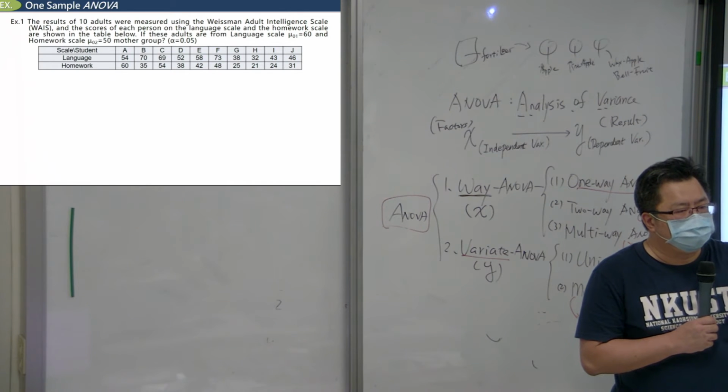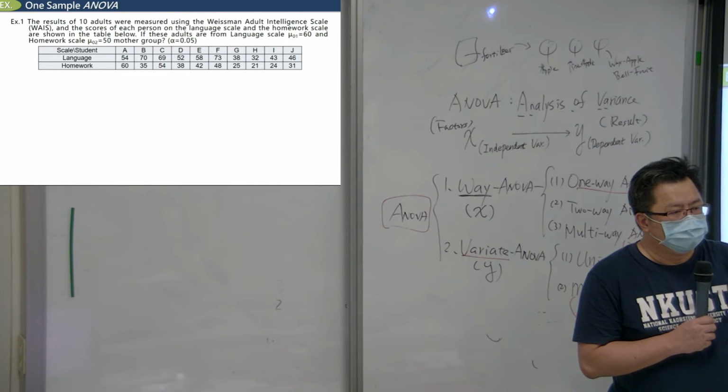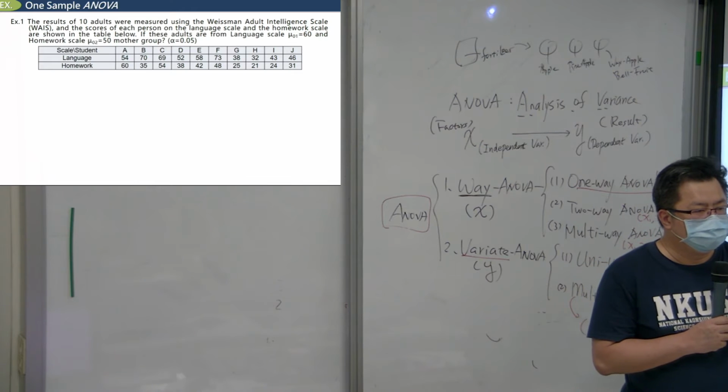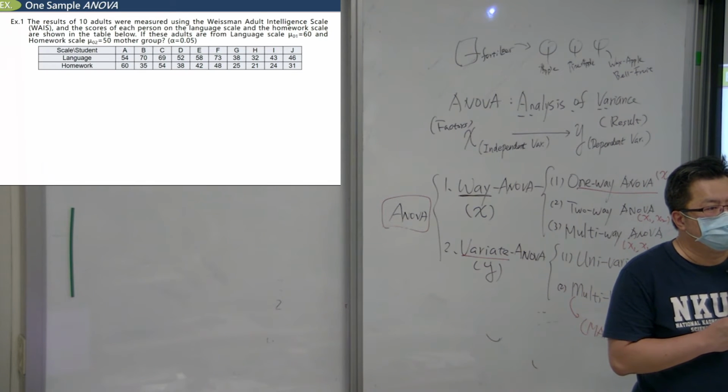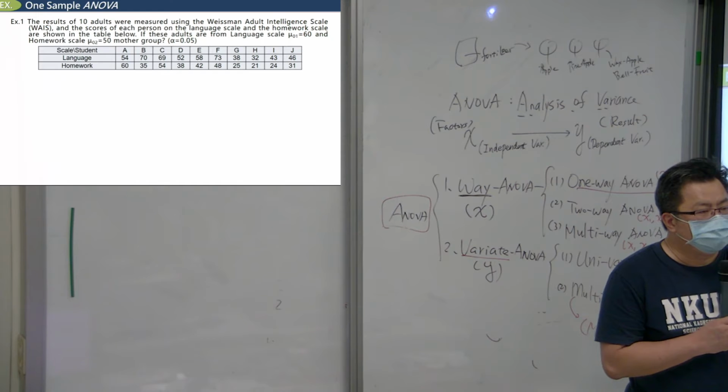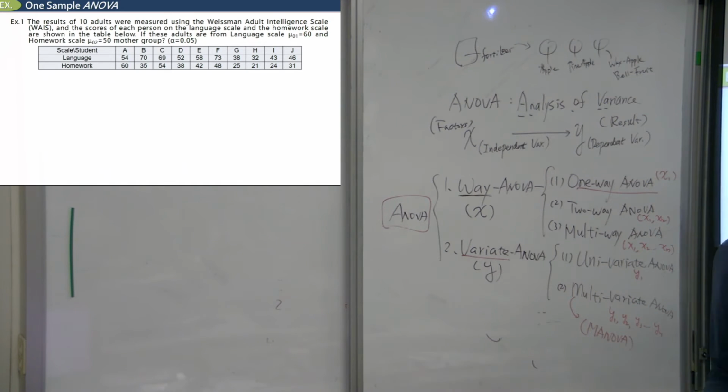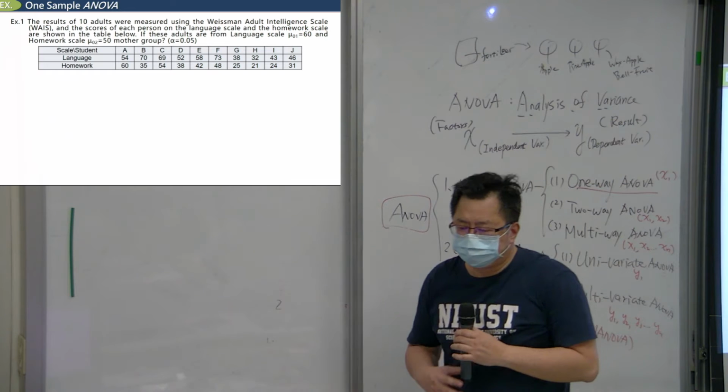Is there any difference between the students and the general person? The general person, their score in English scale is 60. In homework is 50. So this is my result, my data. I want to compare with the one criteria value, one standardized value. Okay? How to do that?